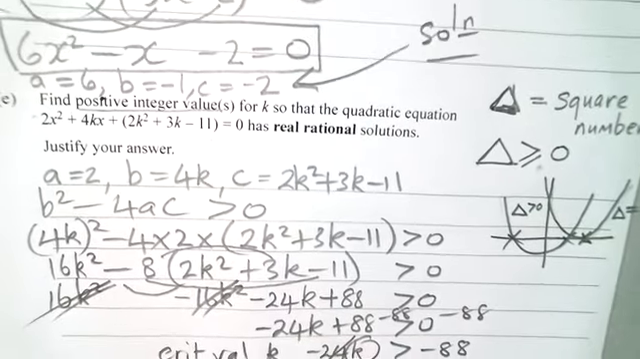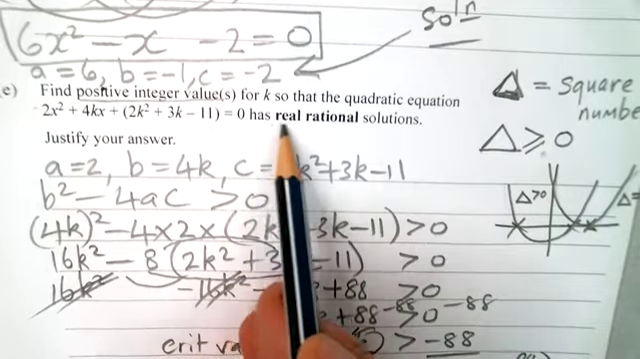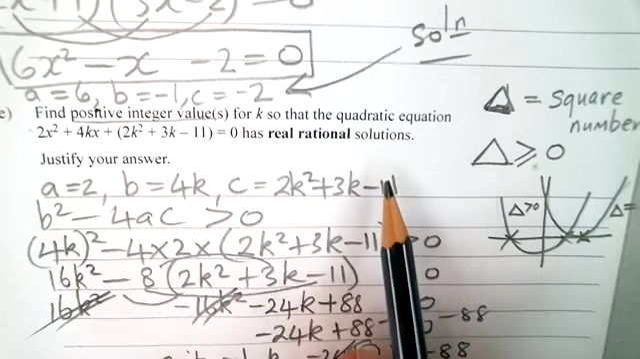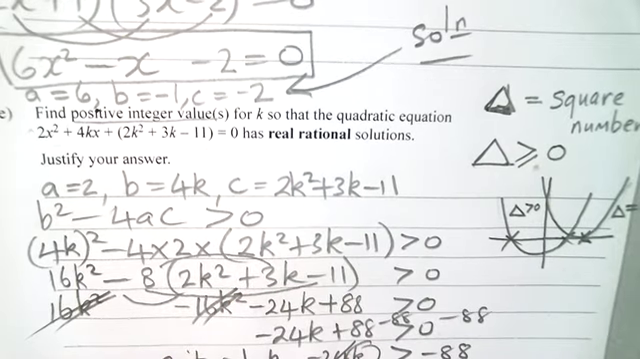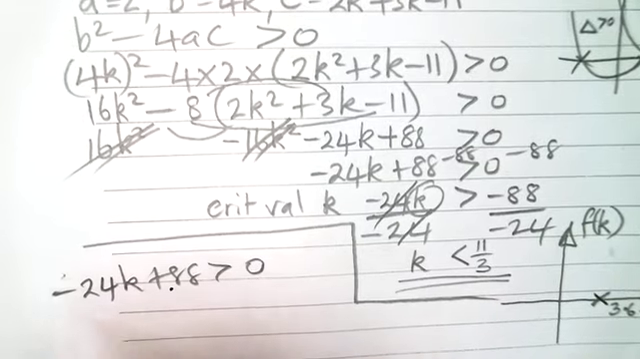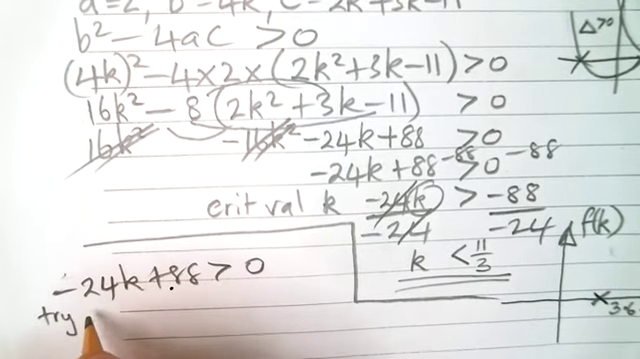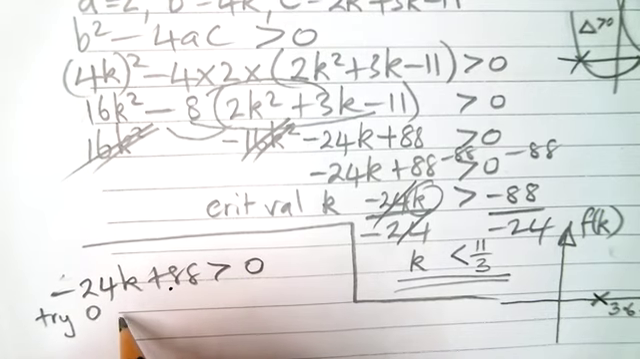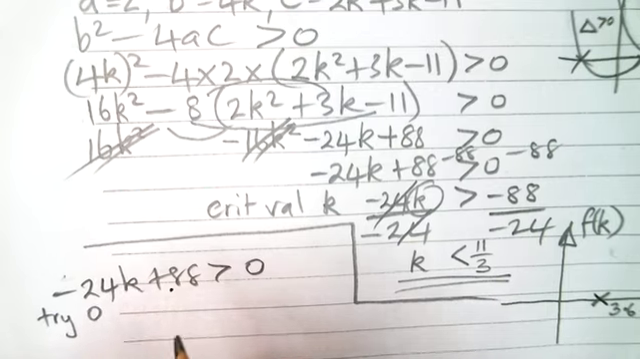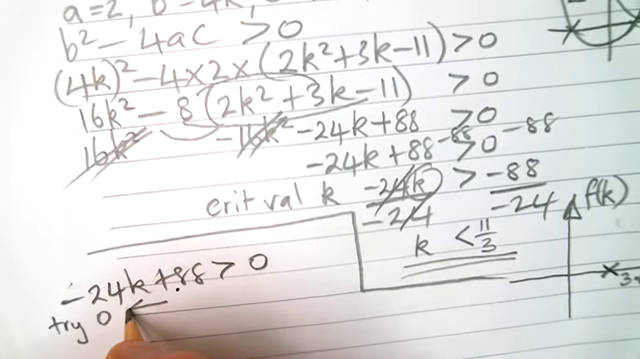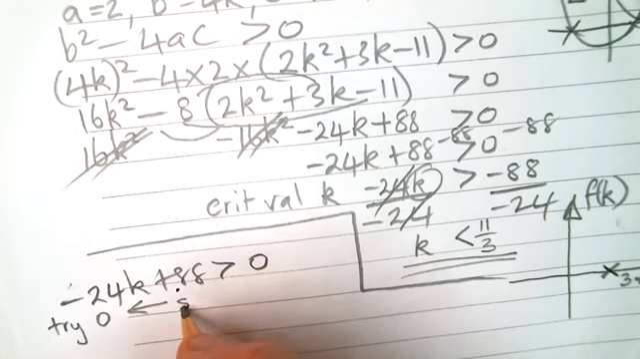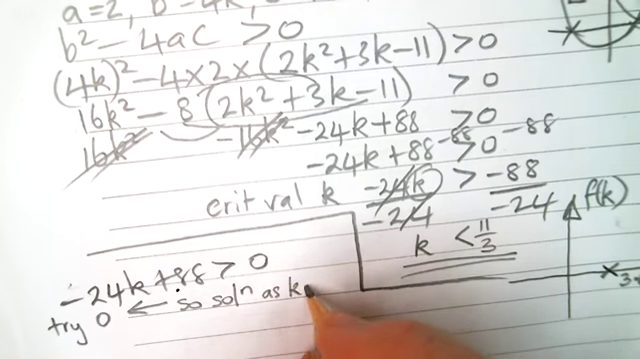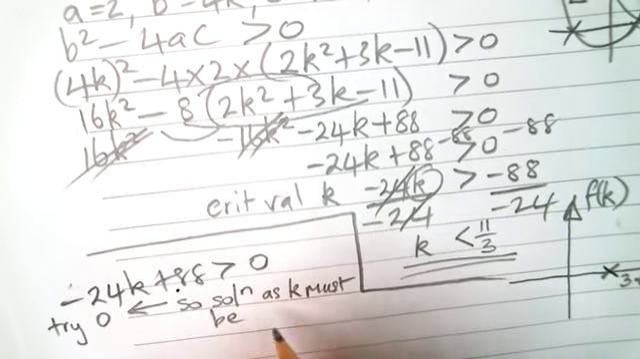So in other words, what are the values of k that satisfy this clause here? They're going to be positive, and they're going to be square numbers in order for this to have real rational solutions. So let's see if we can find some. I'll try 0. Of course, no solution, as k must be positive.